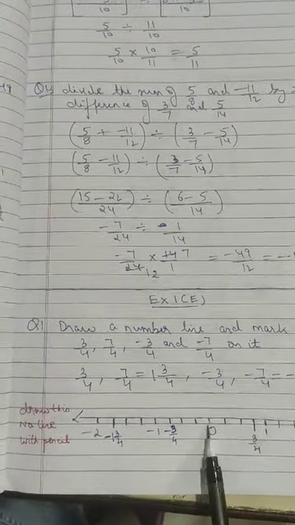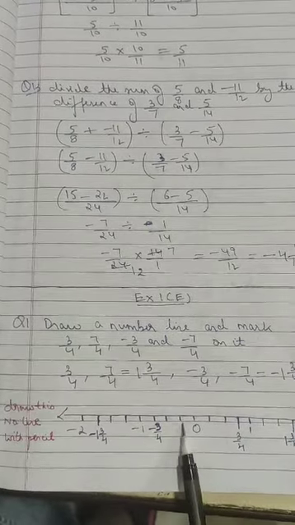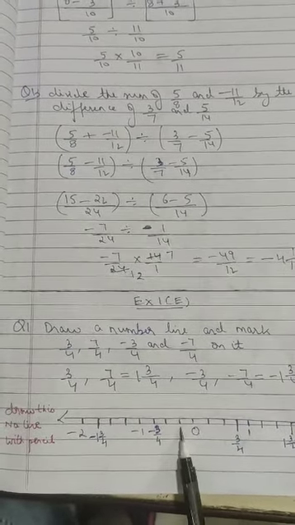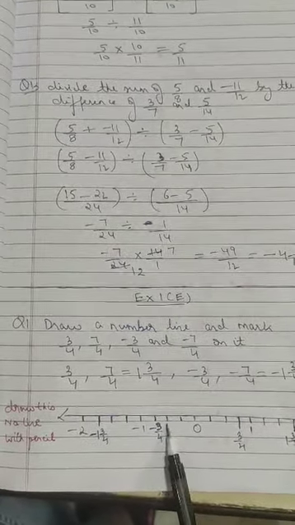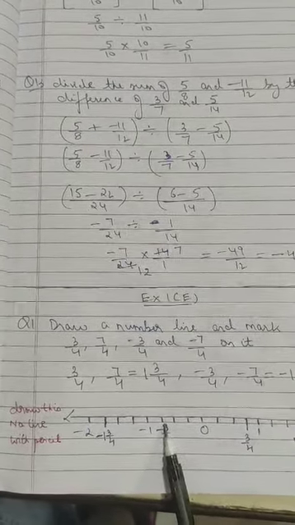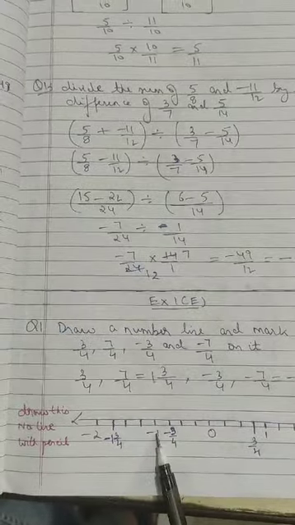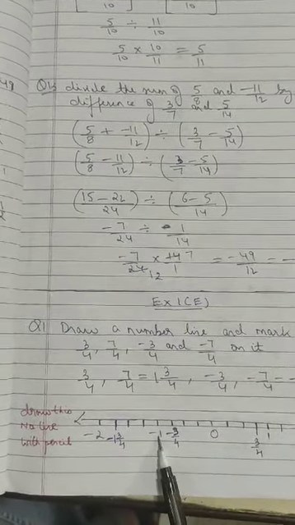Similarly, between 0 and minus 1, we have drawn 3 lines. Now, before 0, the first line is minus 1 upon 4. Second line is minus 2 upon 4. Third line is minus 3 upon 4. And this fourth line is minus 4 upon 4, which is also equal to minus 1.